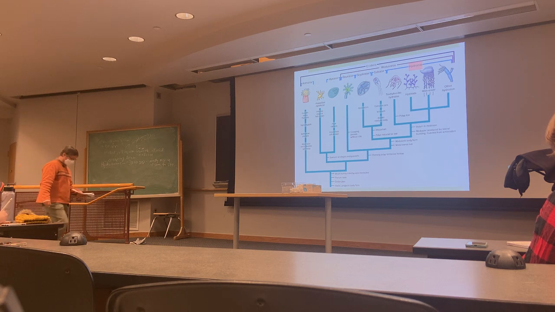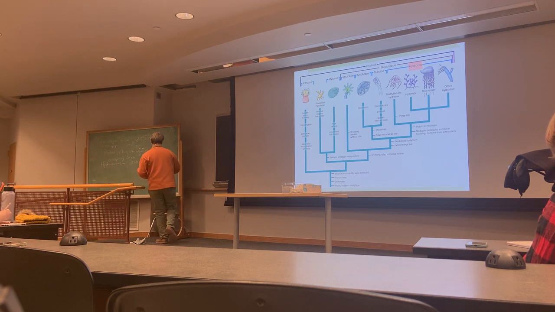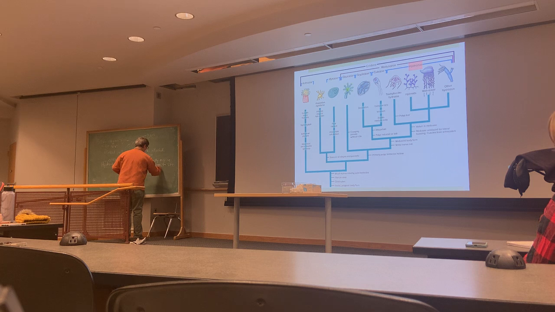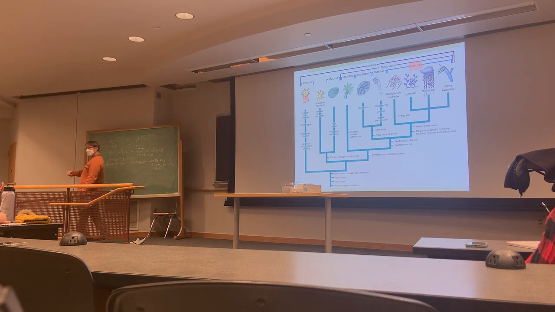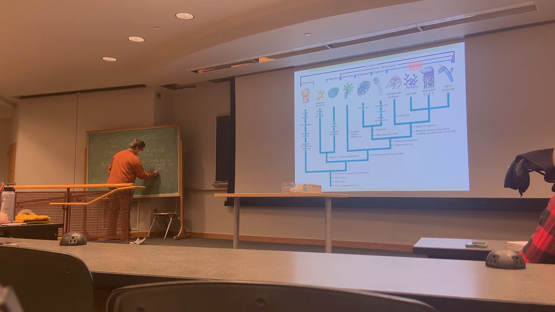There's a lot of variation in the life cycle of hydrozoans. Many of the freshwater hydrozoans, Hydra for example, the gonads occur in the body wall of the polyp, and gametes are released directly from the polyp.